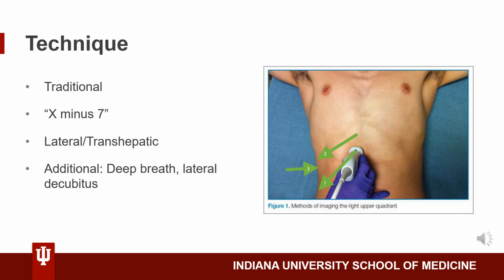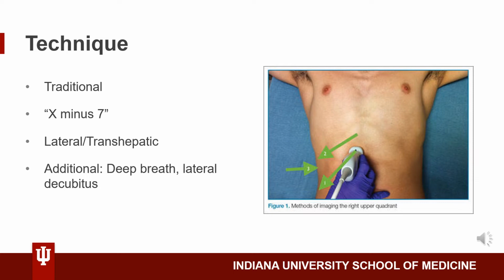There's another one called X-7, and this is kind of represented by arrow number 2. In this case, you would place the probe at the inferior aspect of the xiphoid process again, and then move laterally across the ribs approximately 7 centimeters. So you'd be looking in between the rib spaces. In the picture, the number 2 is a little more angled. It would actually be more straight across, but you can use this method to look for the gallbladder as well.